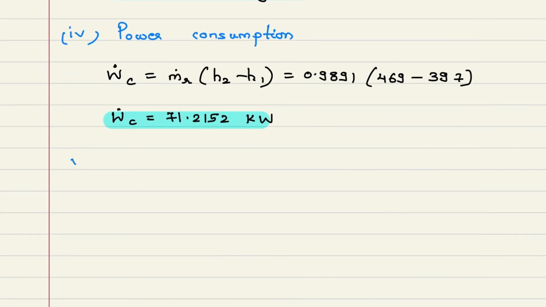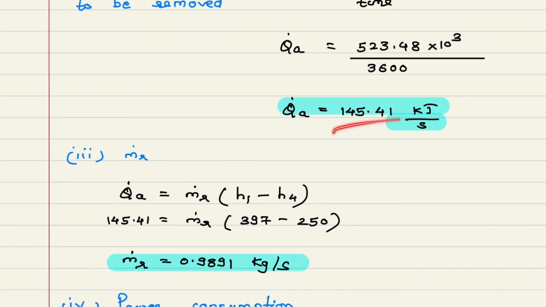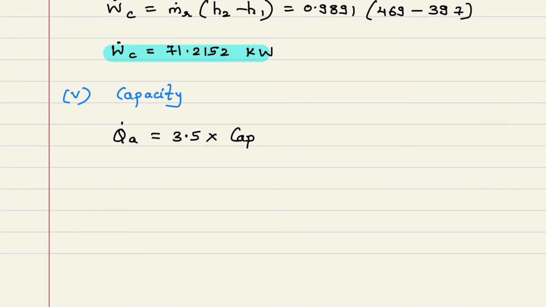Sub question number 5, capacity of plant. This will be Q dot A is equal to 3.5 into capacity. Q dot A value we have calculated over here, 145.41 kilojoule per second. Q dot A is 145.41 equal to 3.5 into capacity. So from here we can calculate capacity, which is equal to 41.54 tons of refrigeration, TR.